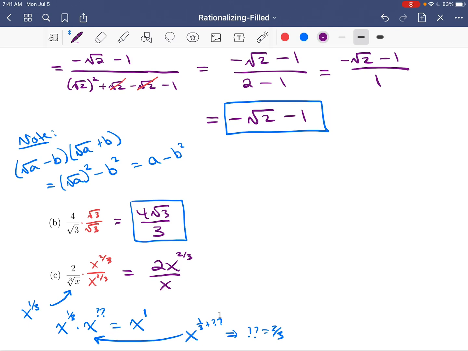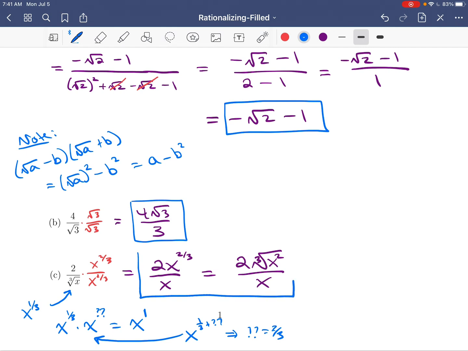Okay, maybe I should write that out. Well, I just did down here, so that's probably okay. But it's x to the 1/3 plus x to the 2/3, which is x to the 3/3, which is x to the 1. And then if you wanted to write this using roots again, this would be 2 cube root of x squared over x. Either of those is fine.